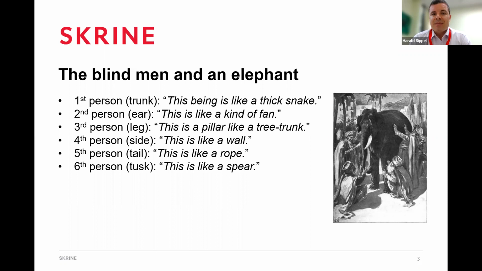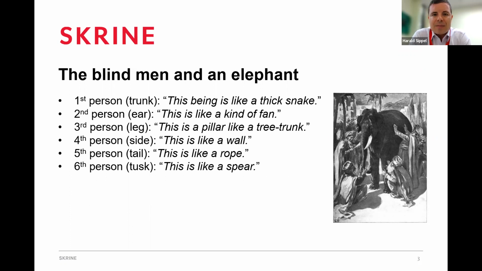The sixth person says, this is like a spear, because he touches the tusks, the teeth of the elephant that come out of the mouth. So who is right? They all say something different. And I think you will agree with me when I say everyone is right to some extent, but at the same time, everyone is wrong, because they only see a small part.